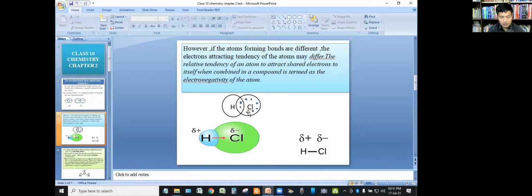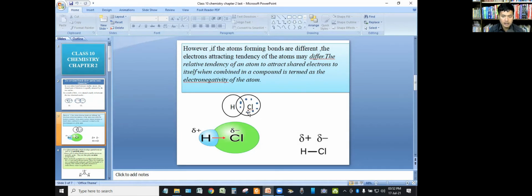So here in covalent bond also, if the two atoms are different, the force of attraction between them is also different. So here in this case, chlorine will attract hydrogen more. So chlorine becomes slightly negative and hydrogen becomes slightly positive. So this is known as the partial ionic character. Partial, or a little bit, or half of it.